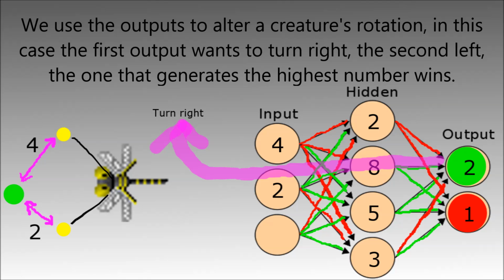We use the outputs to alter a creature's rotation. In this case, the first output wants to turn right, the second left. The one that generates the highest number wins. Let's see it in action.